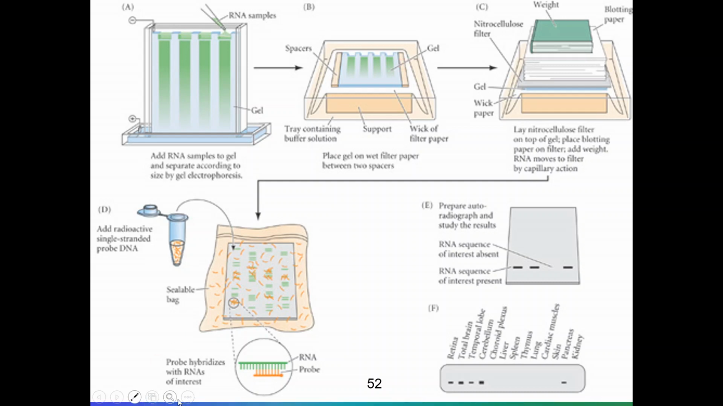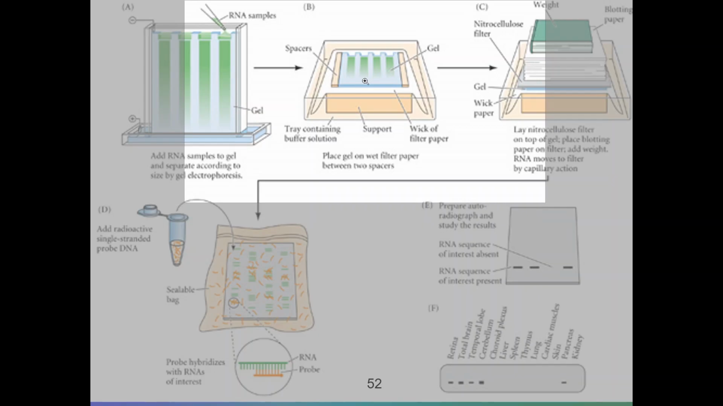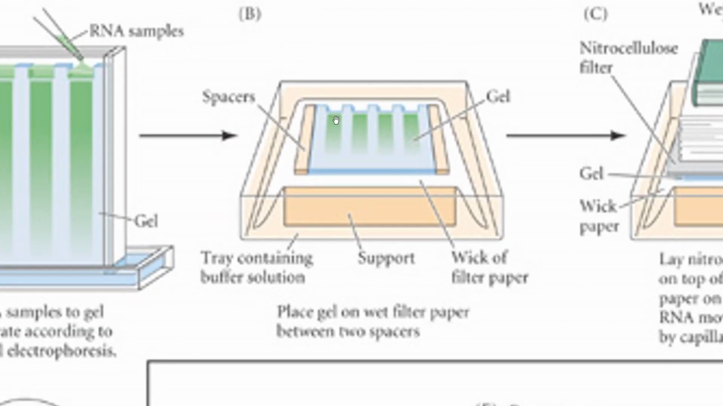In this gel right here, these are the wells, and the sample runs from the negative end to the positive end, same idea. Here we have the large RNA molecules, and at the bottom we have the small RNA molecules. They migrate really fast, these small RNA molecules, relative to the large RNA molecules.